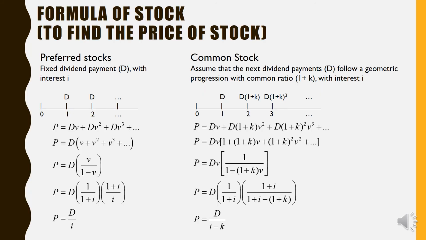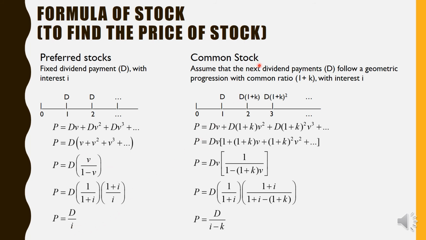So now I'm going to show you how to find the price of stock. I'll start off with preferred stock. Preferred stock has a fixed dividend payment D with interest I, and it is a perpetuity. So we can draw this timeline and write P equals dV plus dV squared plus dV cubed until infinity. Then we factorize D out, and we'll get this term. This we can use the sum to infinity to find the sum of all the dividend payments. Then we substitute V equals 1 over 1 plus I, and eventually we'll get P equals D over I.